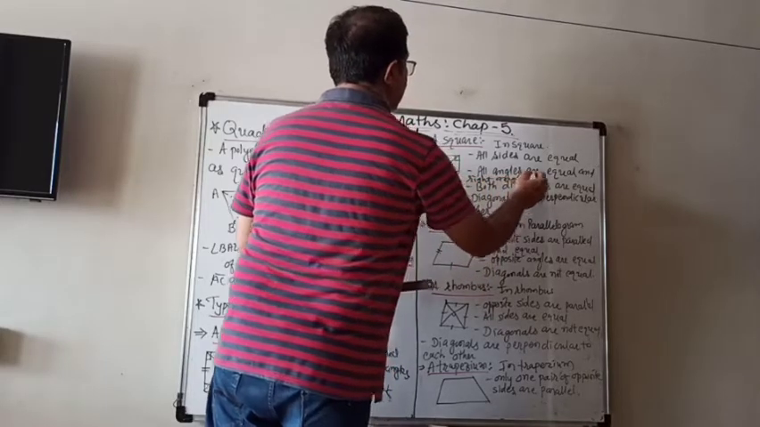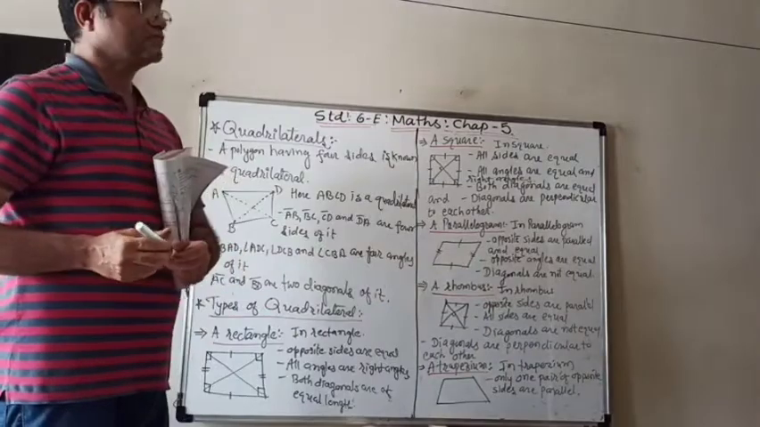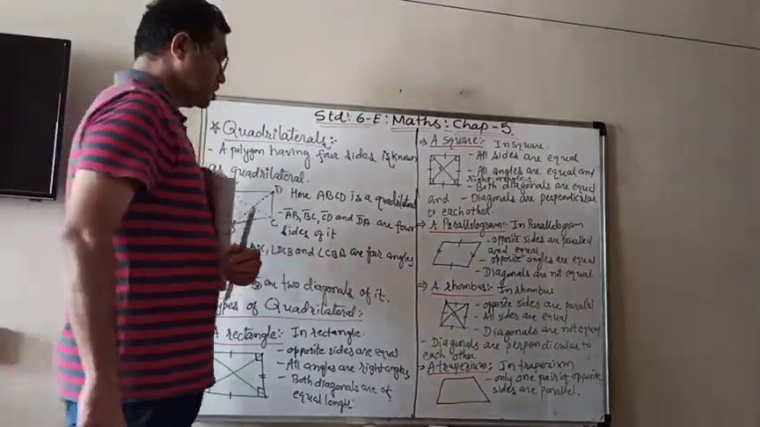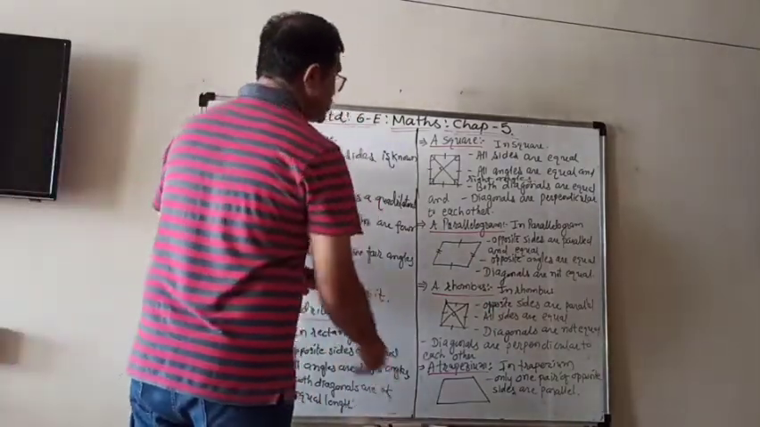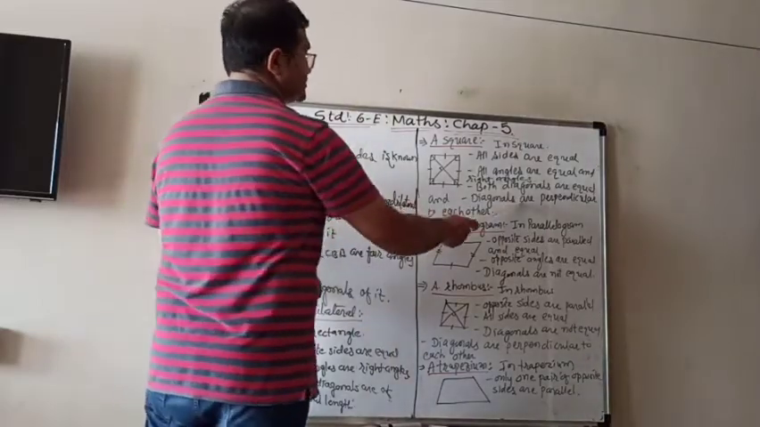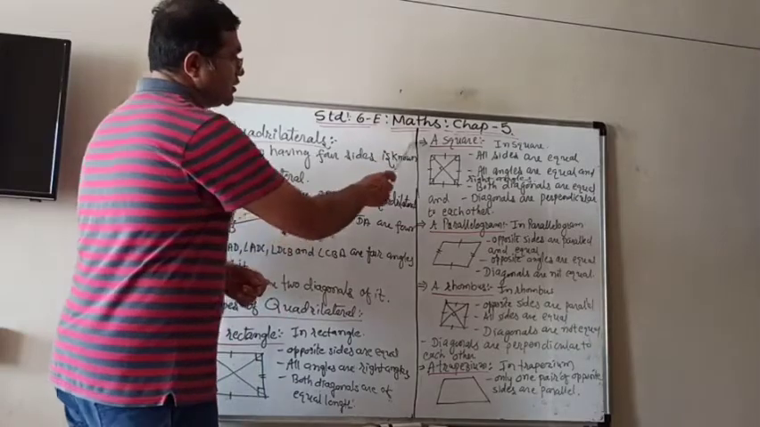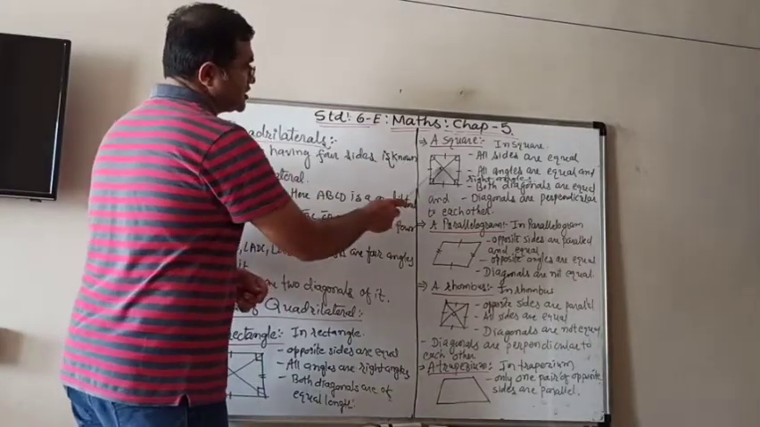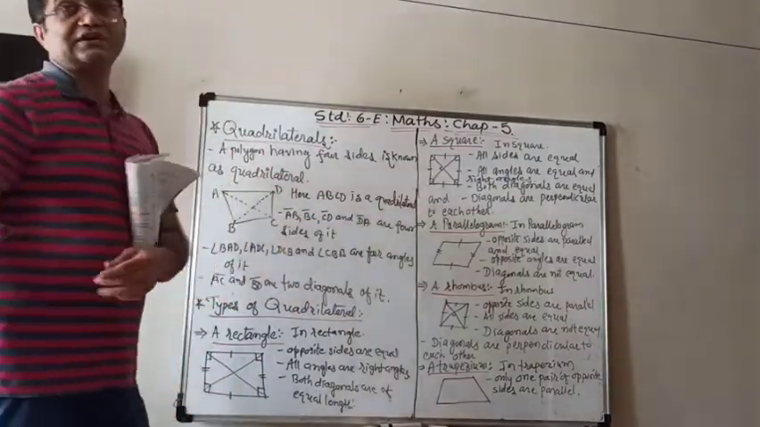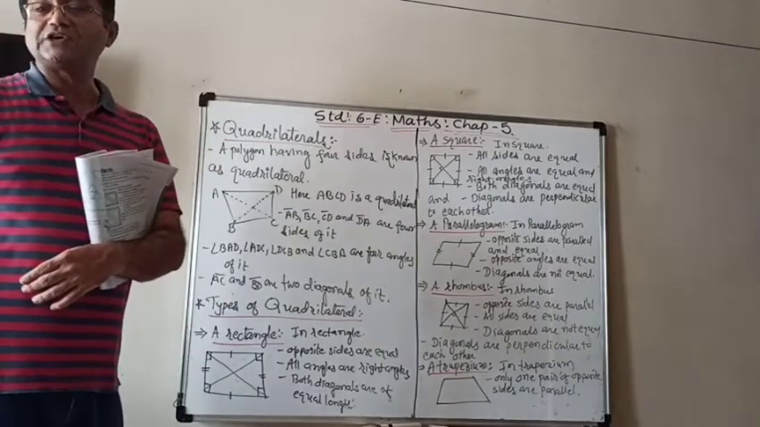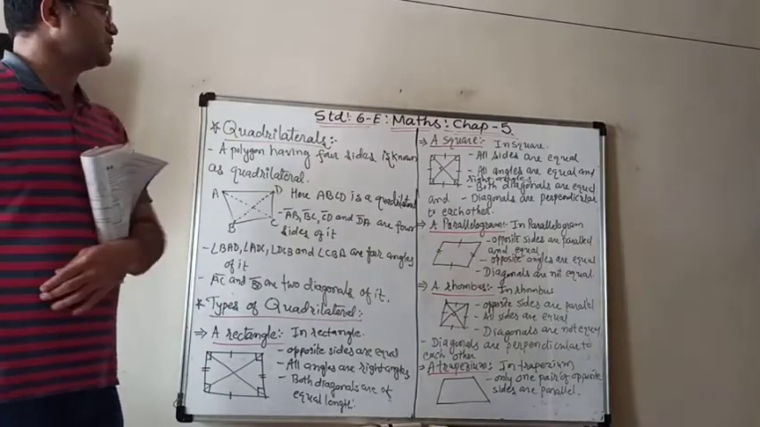Equal also, and they are all right angles also. And both the diagonals are equal also, and the diagonals are perpendicular to each other. It means that when the two diagonals cross each other, they make a 90 degree angle. They are exactly perpendicular to each other.